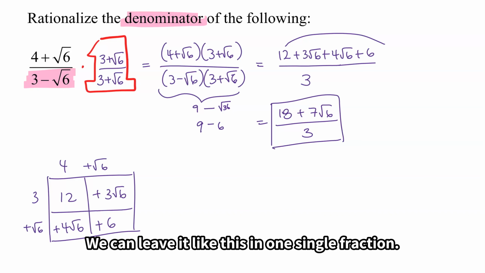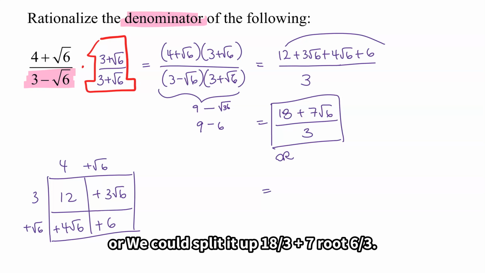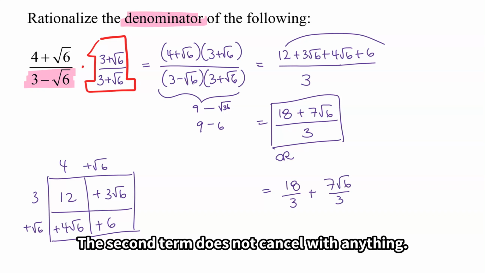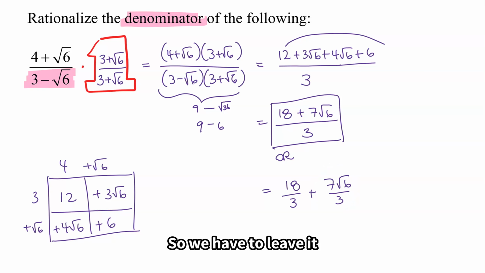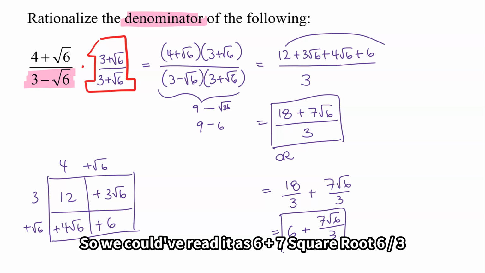We can leave it like this in one single fraction, or we could split it up. 18 over 3 plus 7 root 6 over 3. The second term does not cancel with anything, so we have to leave it as it is. 18 over 3 is 6. So we could also write it as 6 plus 7 square root 6 divided by 3.